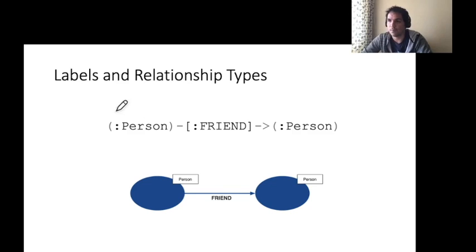Using the friends relationship. That's why we have to use this notation here, indicating that this is going to be the label. This is going to be the syntax here. This is going to be a person, and this is the relationship between a person and another person using the friend relationship.